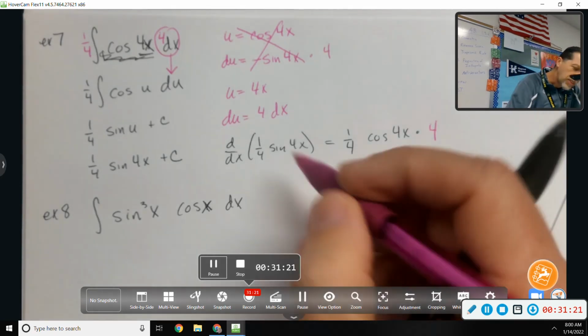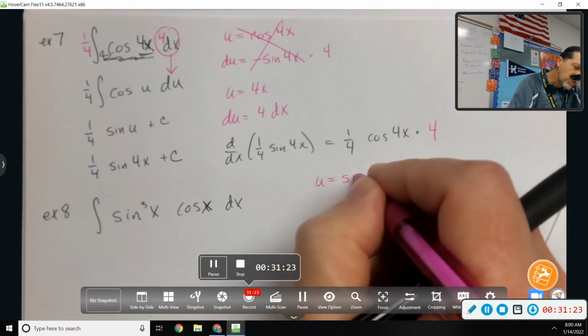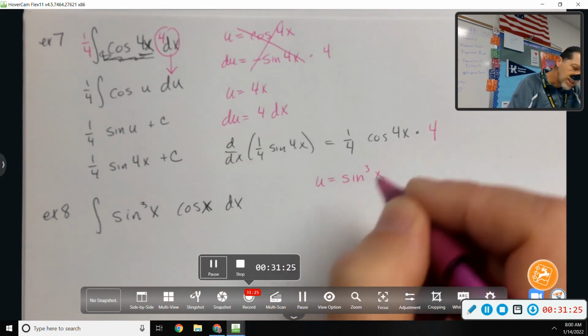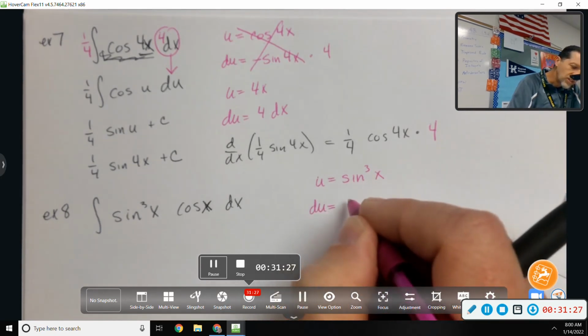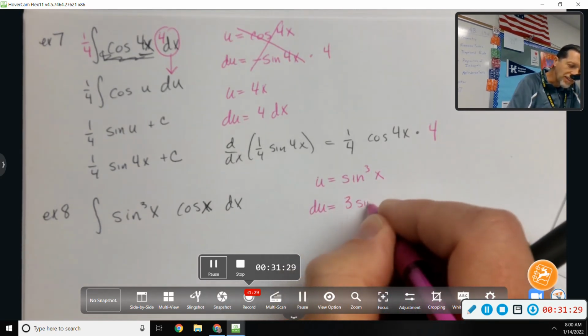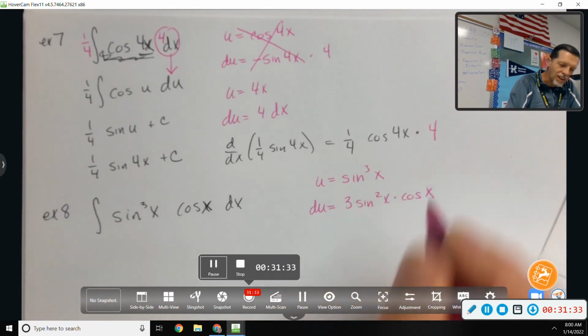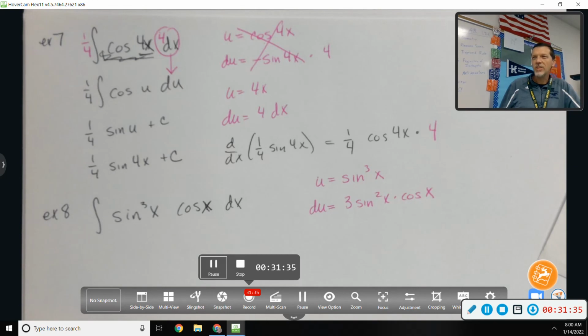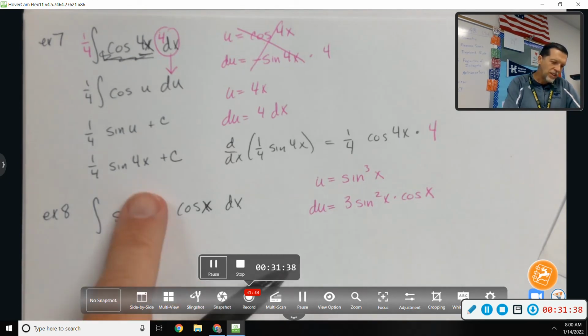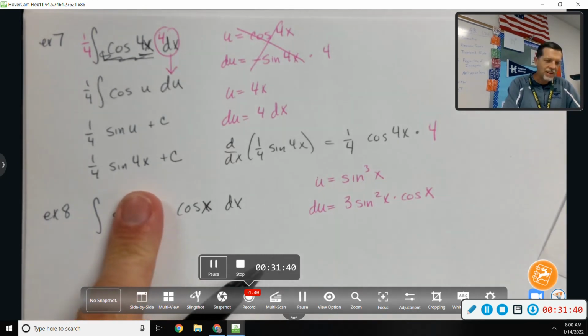If we pick sine cubed of x, then du is, and you can probably tell by the way I've worded that this isn't it, 3 sine squared of x times cosine of x. Right? Chain rule. So if this is u, then that's not du. That's too much stuff.